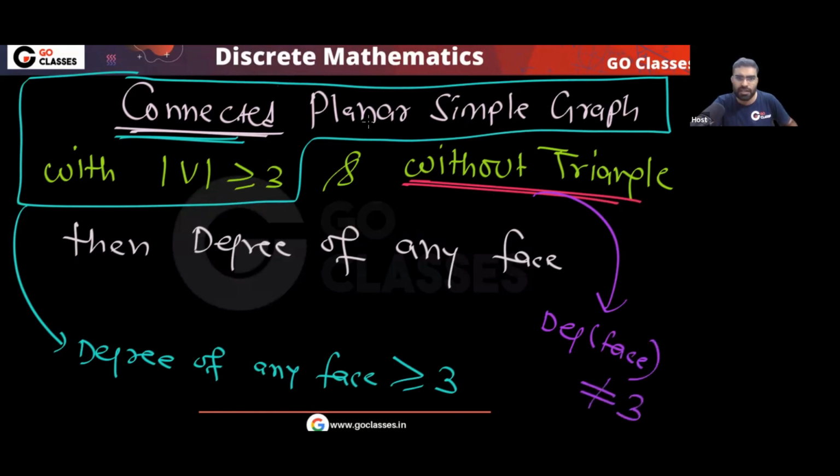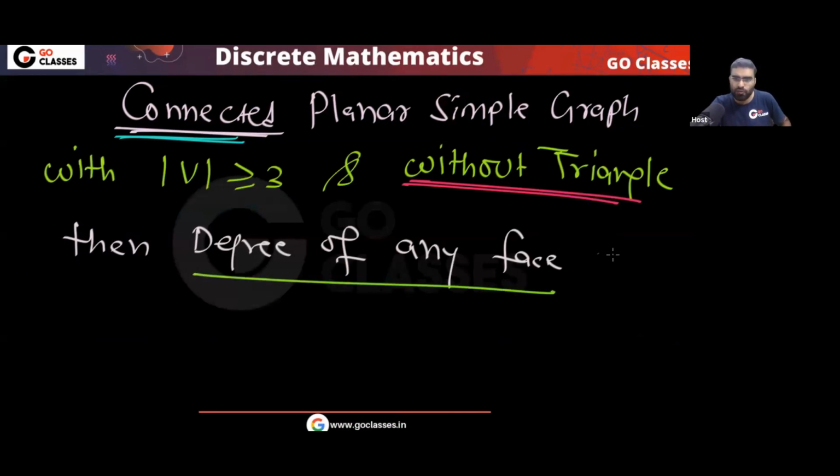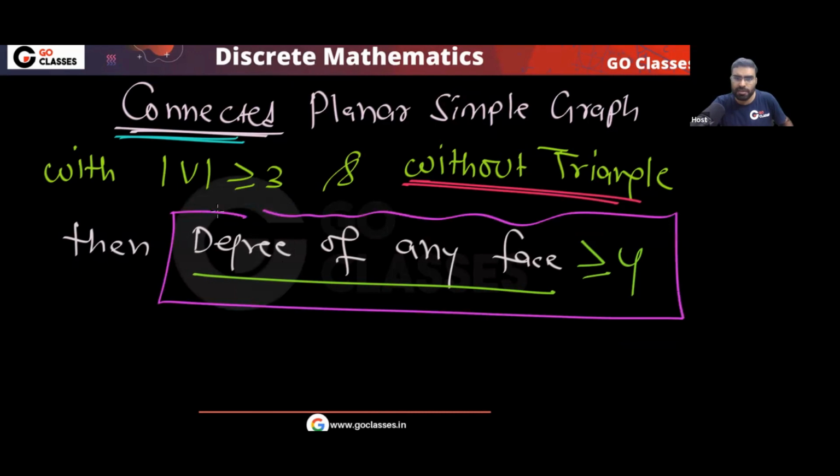So finally, what is the answer? Are you getting my point? Without a triangle, a degree 3 face is not possible. And you have a connected planar graph with at least 3 vertices, so the degree of every face will be at least 3. But degree 3 is not possible. So finally, I can say the degree of any face will be greater than or equal to 4. So this is your result.